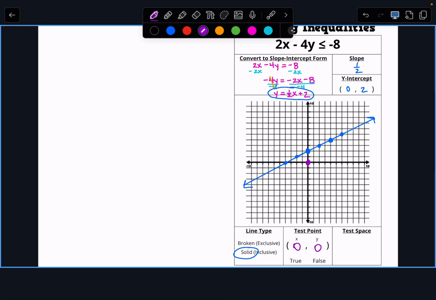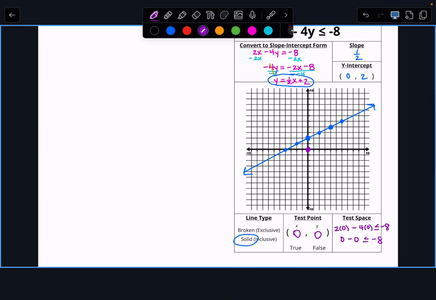So, if I go to my original inequality, 2 times x minus 4 times y less than or equal to negative 8, I have a question. Is 0 minus 0 less than or equal to negative 8? No. Is 0 less than or equal to negative 8? No. So it's false, which means that we do not shade there. I want to shade ones that are true.